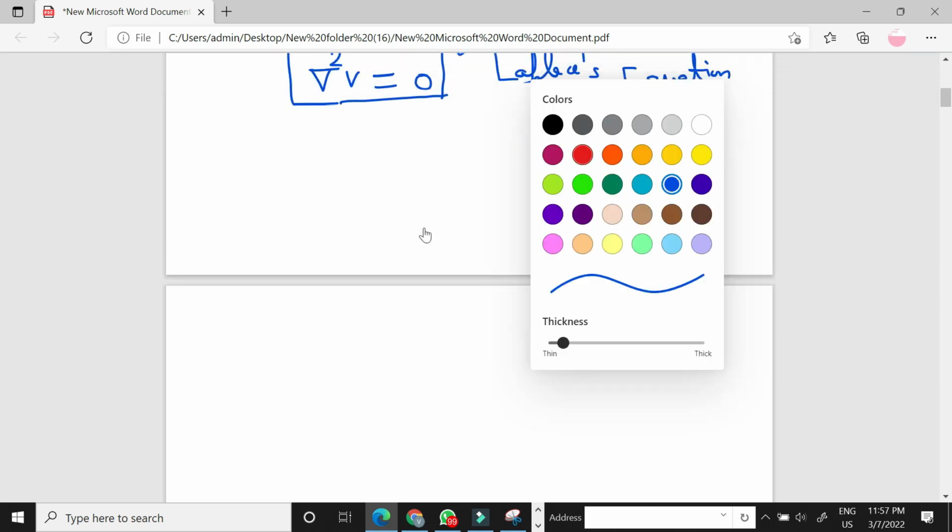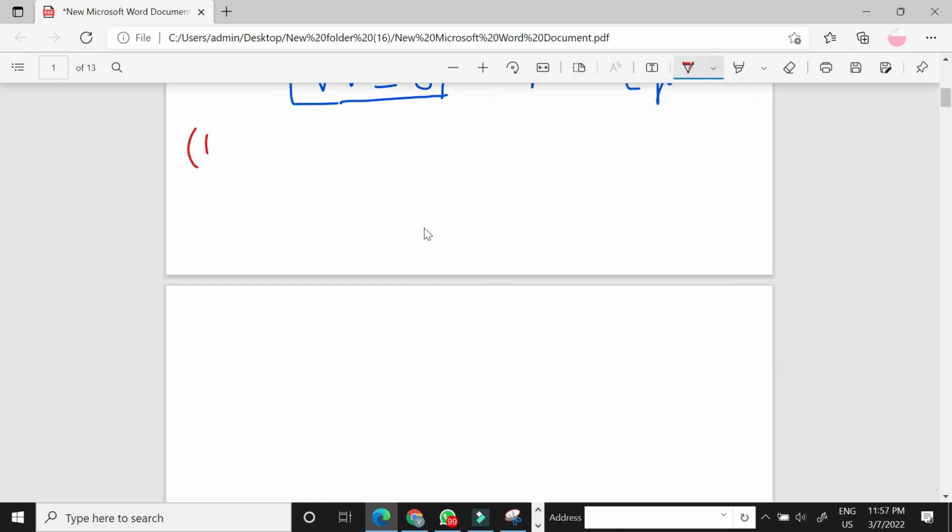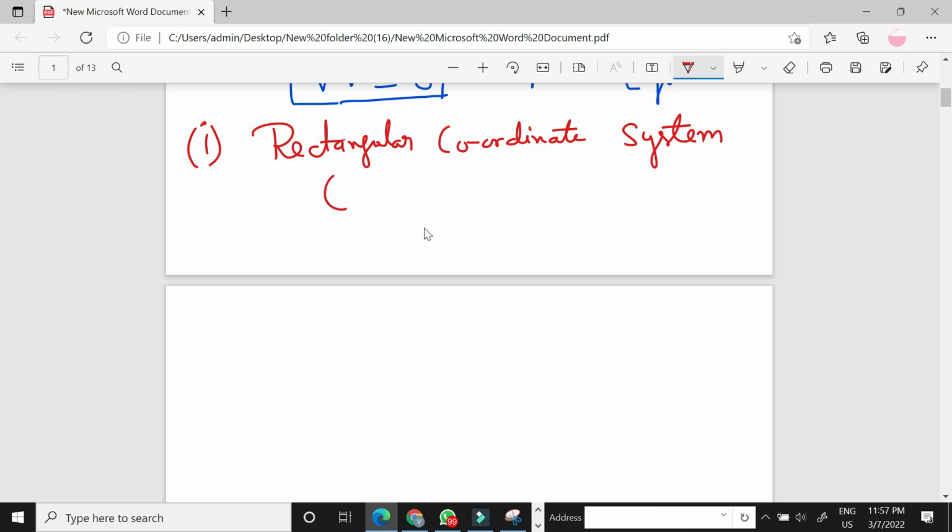First of all, I will take the rectangular coordinate system. It is also known as the Cartesian coordinate system.